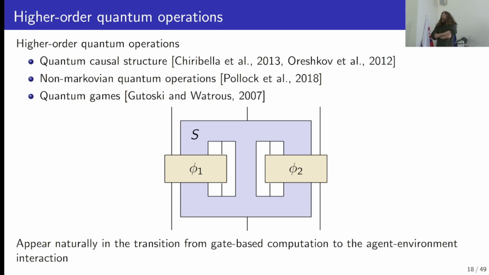If you want to study indefinite causal structures, it's naturally framed in the higher order picture. If you want to study quantum processes with memory, non-Markovianity, you're pushed towards the higher order picture. If you want to generalize games to the quantum setting, it's natural to be pushed to the higher order picture. The kind of unifying thing here is that every time we're moving from the progression of computation to trying to formalize interaction between agents or agents and environments, each time we do that, we seem to move to the higher order picture.